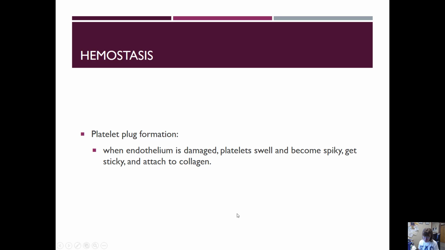Then the second step is how a platelet plug is formed, and so when the endothelium is damaged due to the exposure of collagen on the underside of the endothelial cells in the basement membrane, the platelets will stick, they'll swell, they become spiky, get sticky, and like I said, attached to collagen.